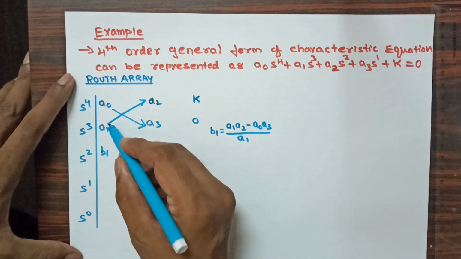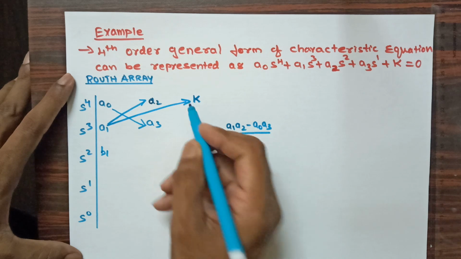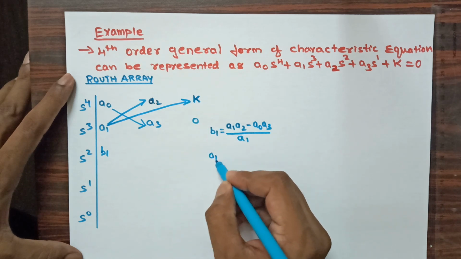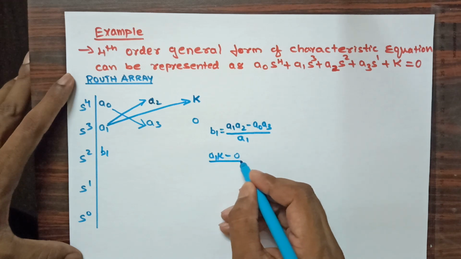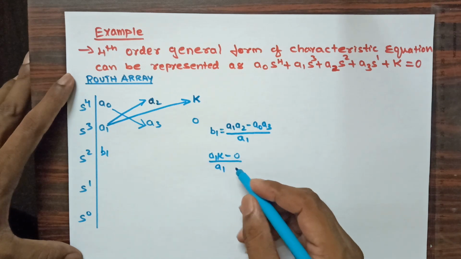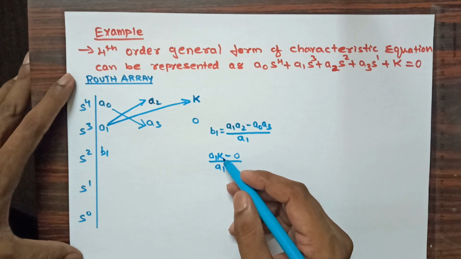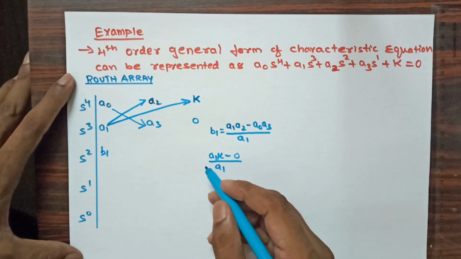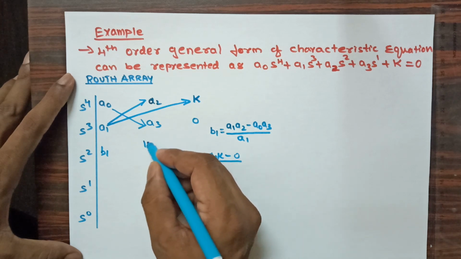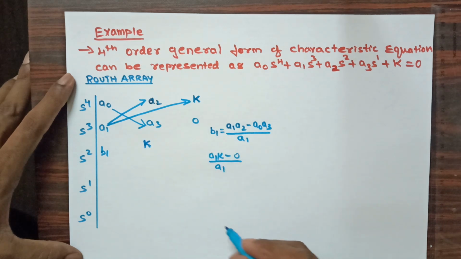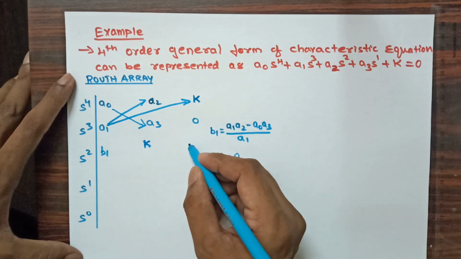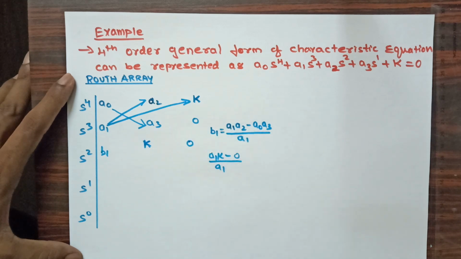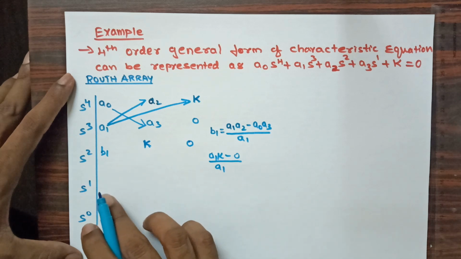Next we are going to multiply a1 into k, a1 into k minus a1 into 0, whole divided by a1. That means a1 gets cancelled, I will get k. Now here I am getting an individual term only. So instead of equating to some variable, I am directly writing this k value here as it is. Now we are not having any other coefficients, therefore I am going to get the third value in this third row as 0. Now we are going to form the fourth row.